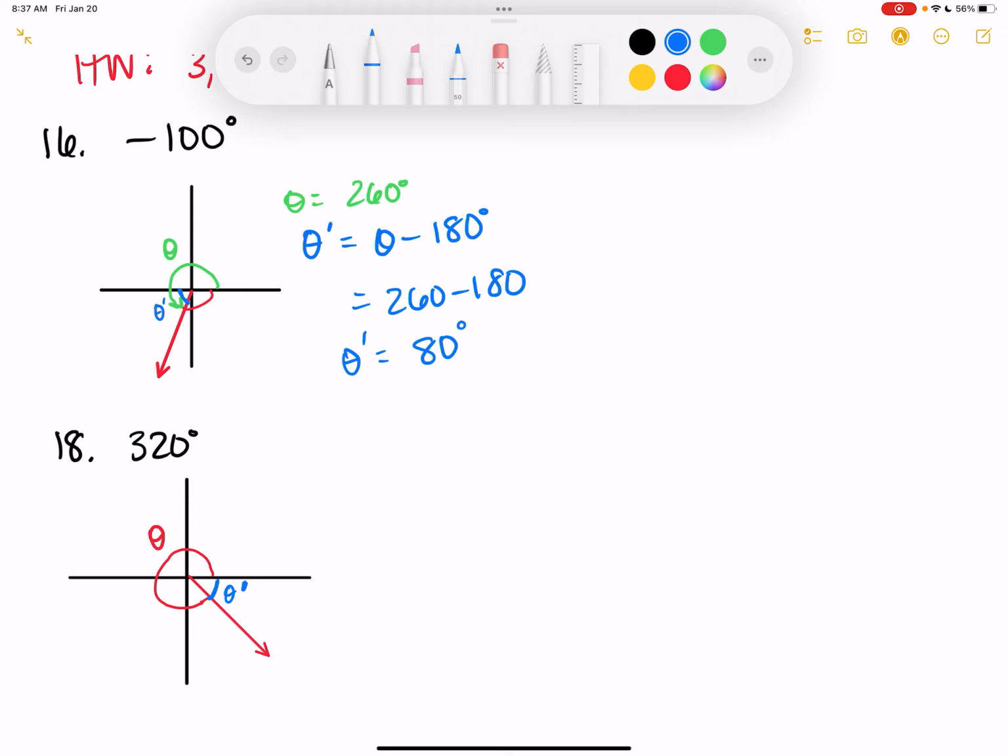And this is one of those things, if you want to use colors so you can see the two different angles, I'm more than okay with that. So what is the formula for quadrant 4 for theta prime? 360 minus theta. So 360 minus 320. So theta prime is 40 degrees.